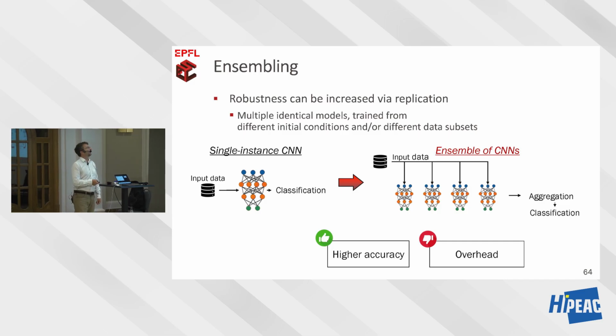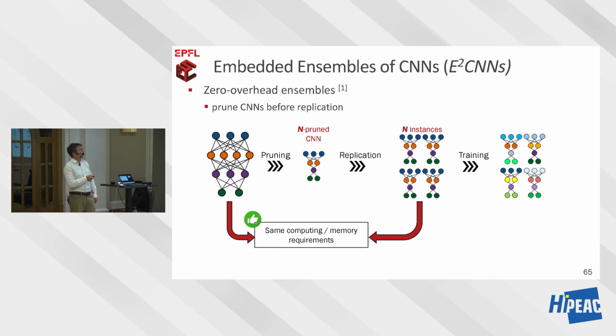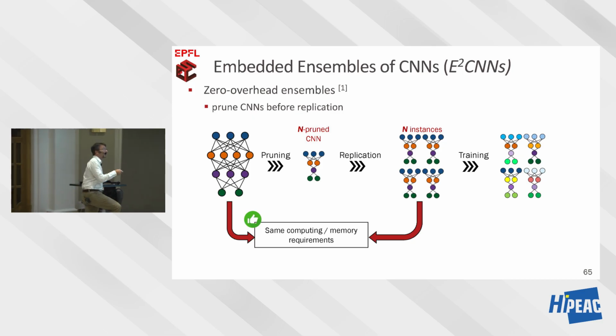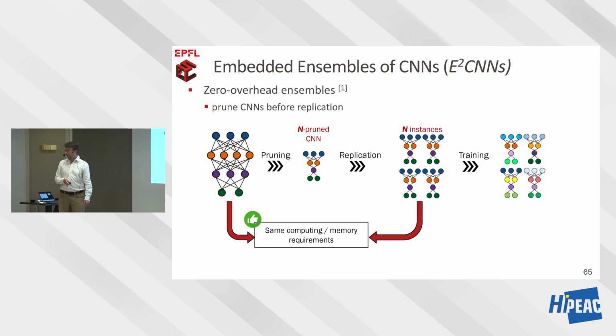So he is saying, okay, I want to have ensembling, but with zero overhead. I take my model structure, I just prune it by removing a portion of the filters, and then I replicate an instance and I train them. If the pruning level and the replication level are the same, I don't increase the workload requirements, but still it turns out that I can increase performance.